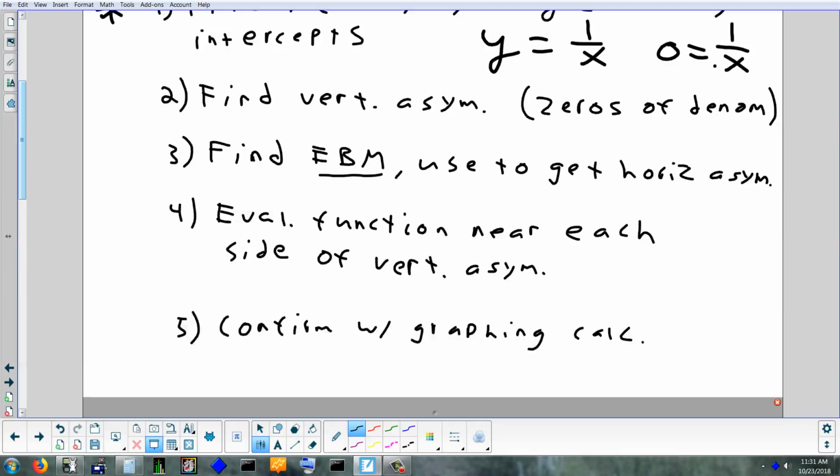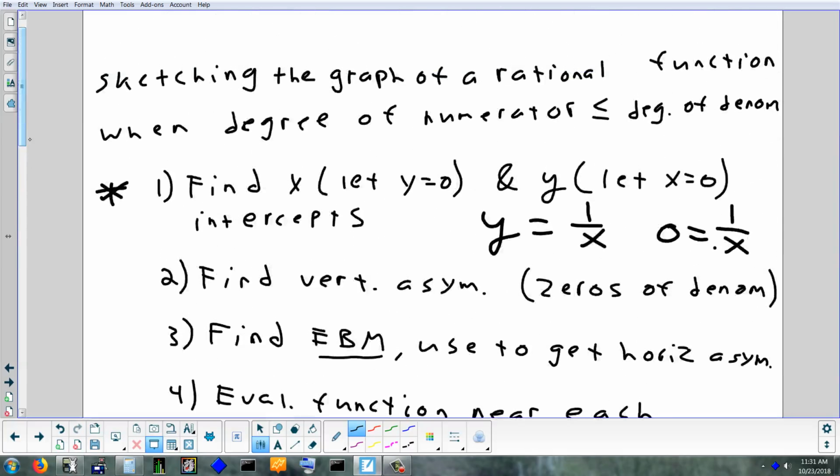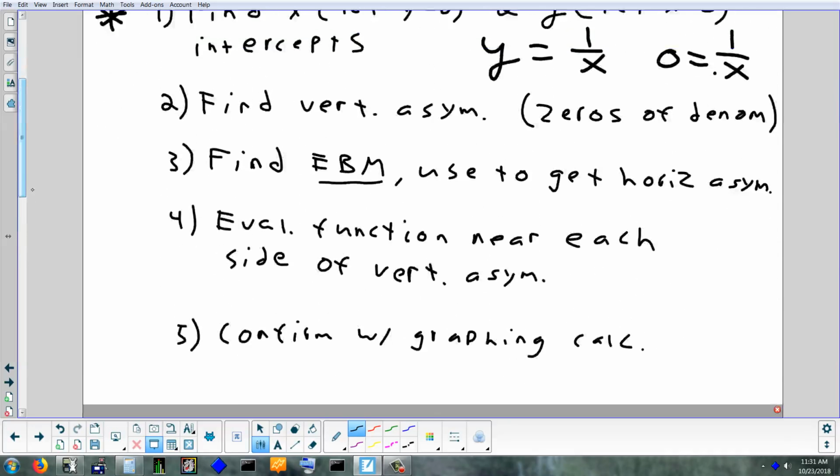So the first time you sketch one of these, it's going to look a little different. It's not going to look like the kinds of things you're used to graphing. But once you know what they look like, in the case where the numerator degree is less than the denominator, they all kind of look the same. Unless you change something or throw something crazy in there. They all kind of have a similar look to them.